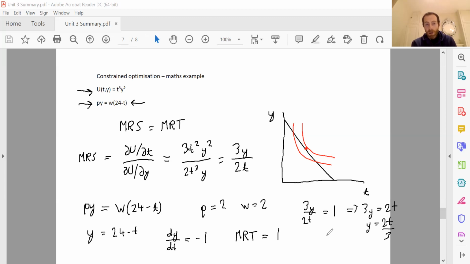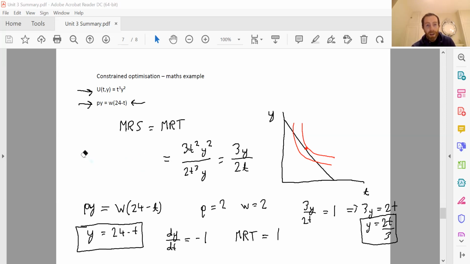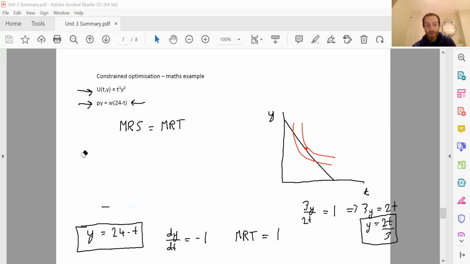Okay, so we might think, is this going to be helpful for us? It is, because we now have one relationship between y and t that has to hold when utility is maximized, and we have a second relationship that has to hold when utility is maximized, because we have to be somewhere along our budget constraint. So what we can do now, and I'm just going to erase a bit of the working out that I've done before, is use these two equations to solve for y and for t, right?